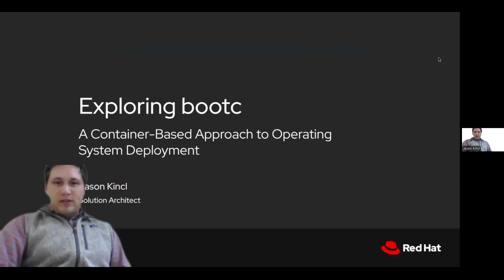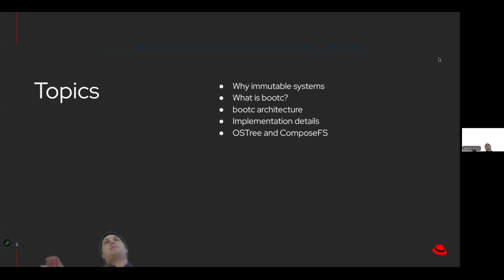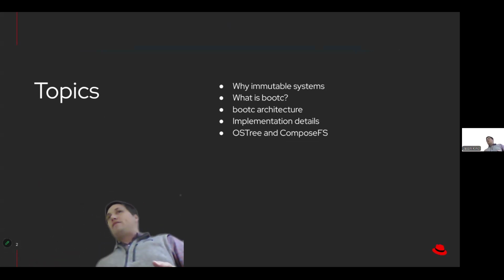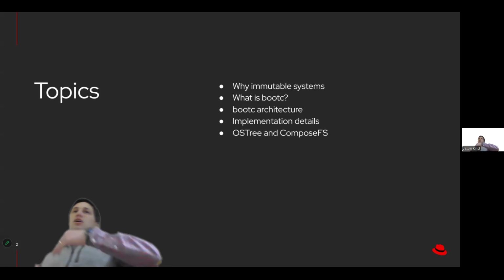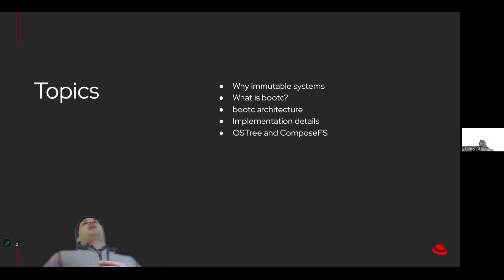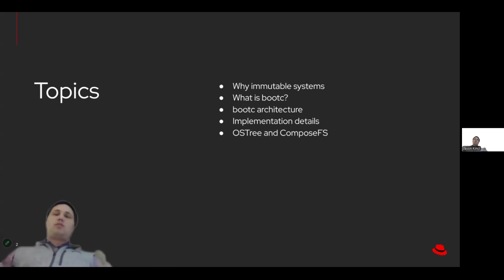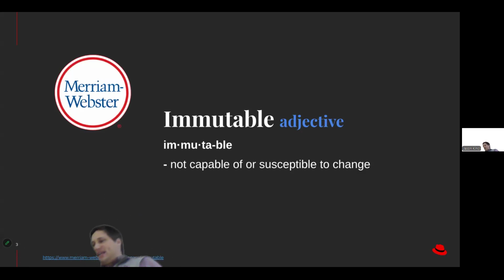We're going to talk a little bit about immutable systems, because bootc is an implementation of an immutable system. We're going to talk a little bit about what bootc is, the architecture, how it works, and then some of the underpinnings, and then hopefully, if we have time, a little bit of a demo. So what is immutability?